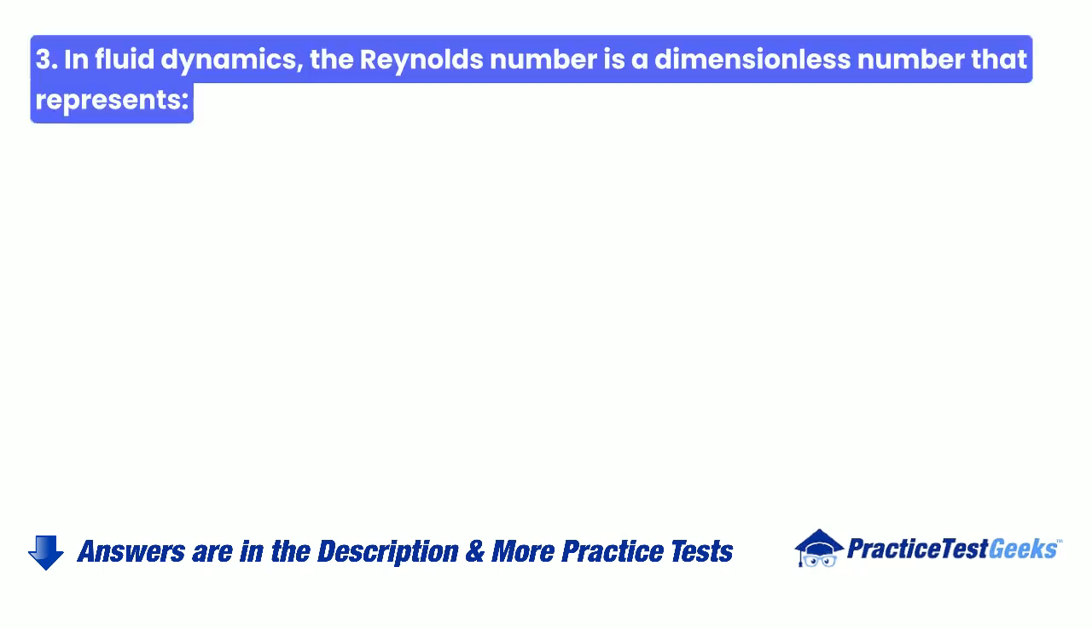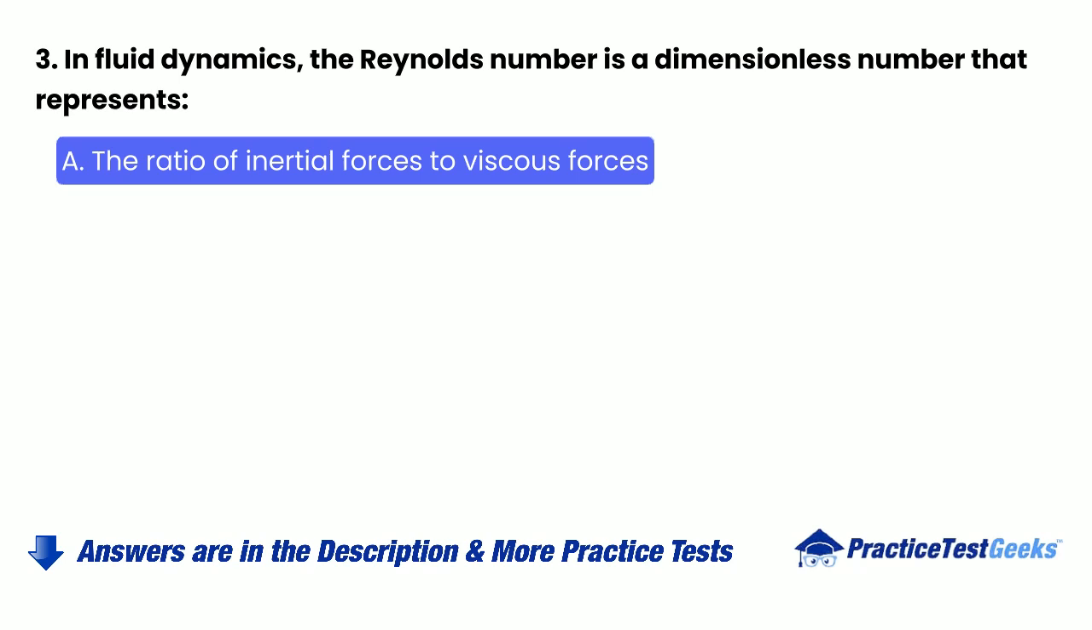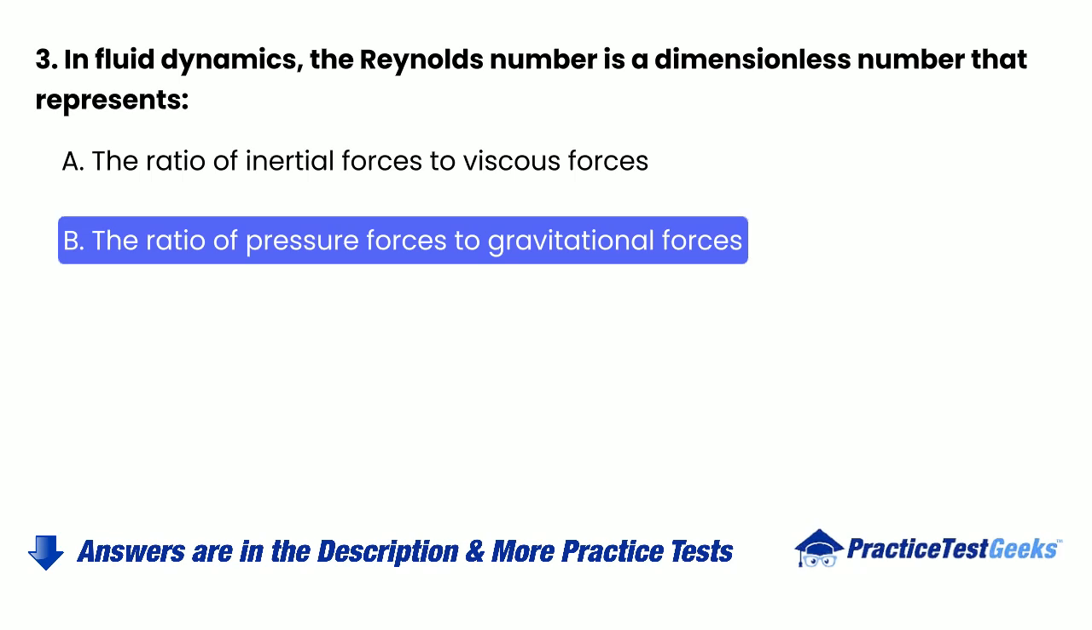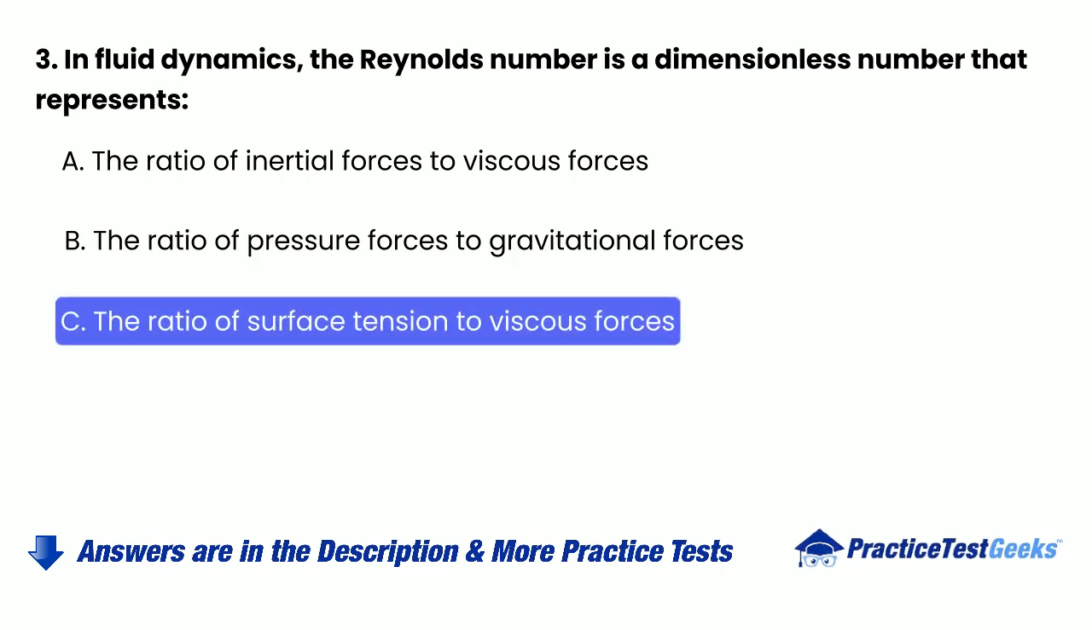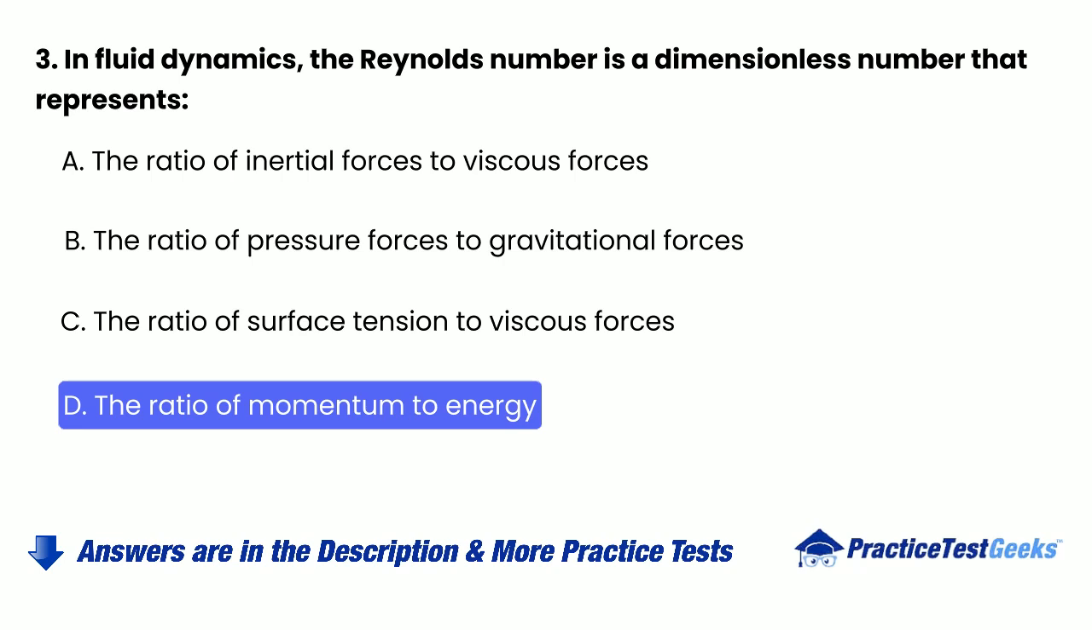3. In fluid dynamics, the Reynolds number is a dimensionless number that represents A. The ratio of inertial forces to viscous forces. B. The ratio of pressure forces to gravitational forces. C. The ratio of surface tension to viscous forces. D. The ratio of momentum to energy.